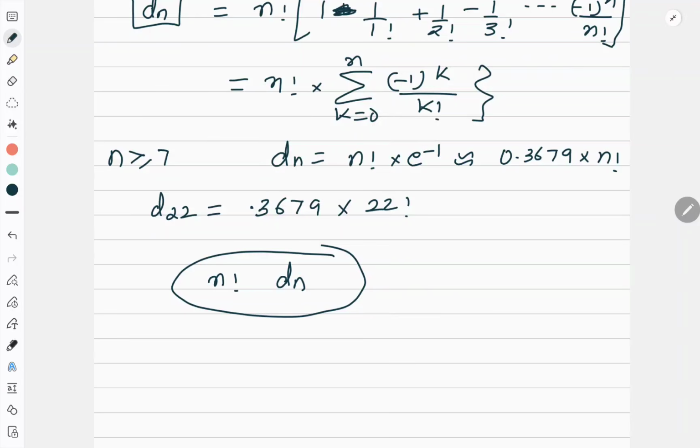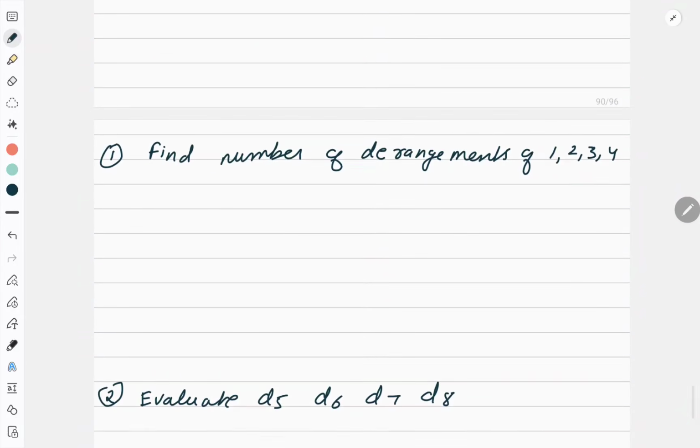Okay. Now I'll take you one more example. Suppose I am asking you to find the value of D3, or say D4. So D4, if I am finding it, let us take it as a question only. Find the number of derangements of 1, 2, 3, 4. So if you want to do it without knowing the formula, how will you do it? See, if you arrange these numbers, you have to make sure that 1 should not come here, 2 should not come here, 3 should not come here, and 4 should not come here.